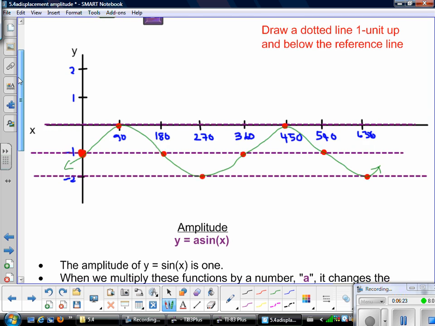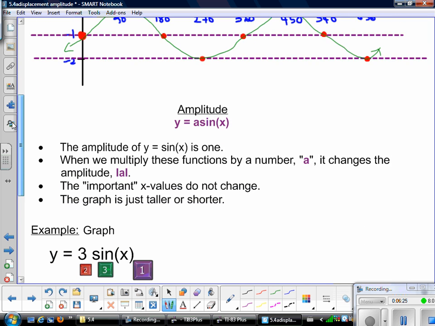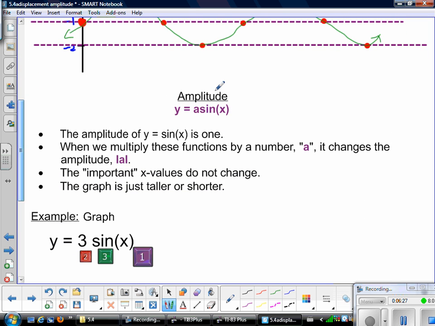The next thing that we're going to be looking at is amplitude. Amplitude has to do with the number in front of our function, and here they have it as a. So the amplitude of y equals sine x is 1.